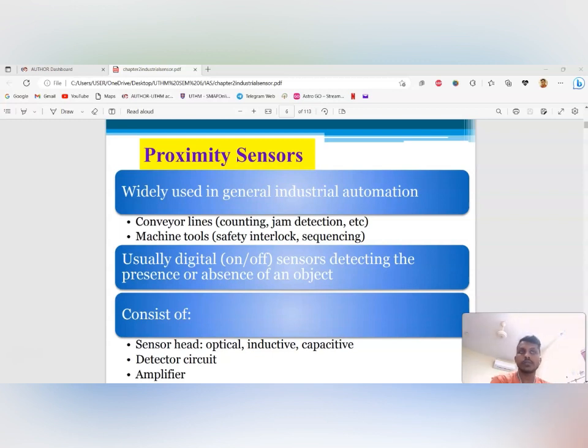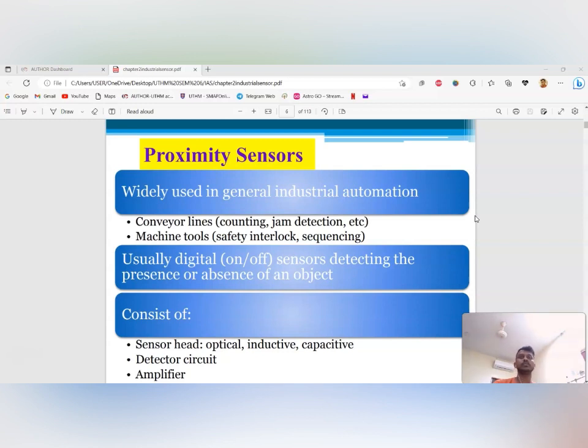Now I am going to explain about the proximity sensors. So proximity sensors are divided into two types. One is inductive and another is capacitive, like the previous presenter said. For industrial automation, it is widely used, like conveyor lines for counting and jam detection, and so on. Then machine tools, safety interlock and squeezing.